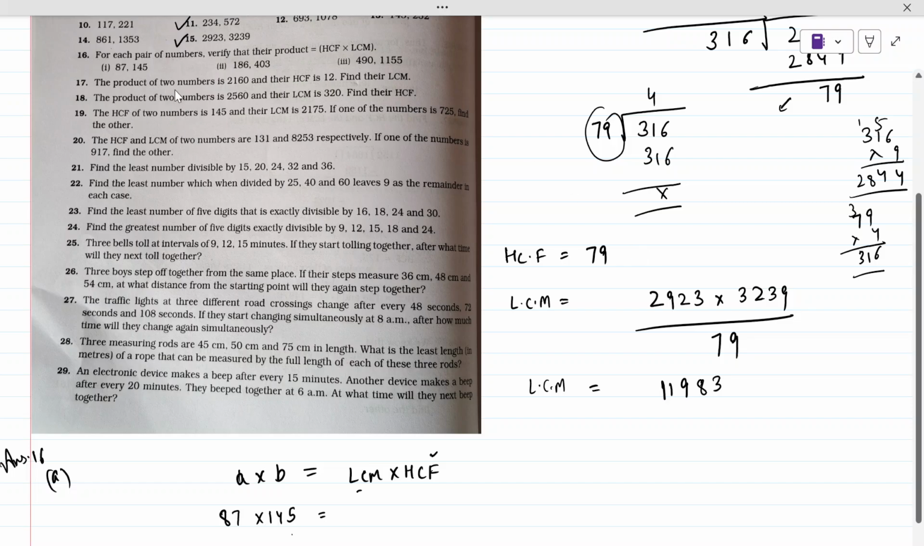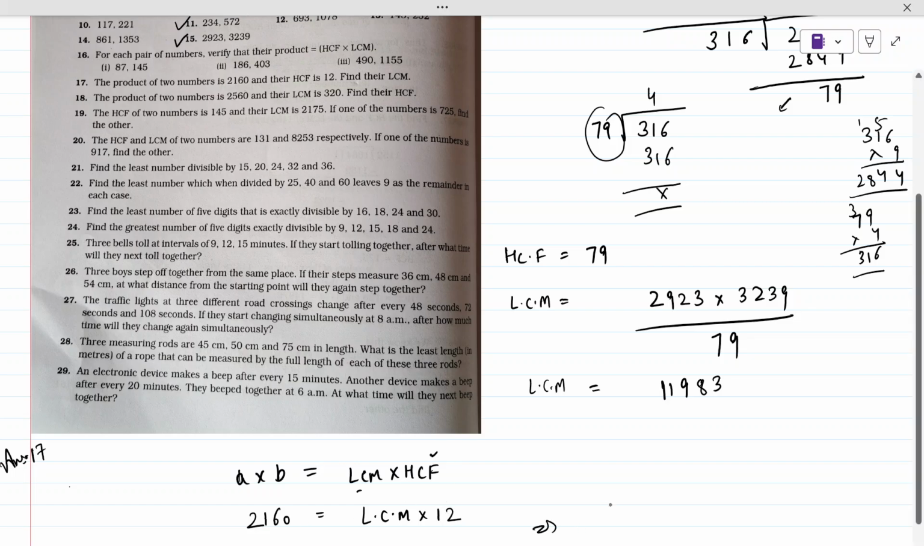Next is, the product of two numbers is 2160. So now what is given to us is this whole product. So I'm just solving it here, erasing this part, erasing the question number also. So let us do question number 17. What is said here is, the product of two numbers is 2160 given to us, and their HCF is 12. Their HCF is given to be 12. We have to find their LCM.